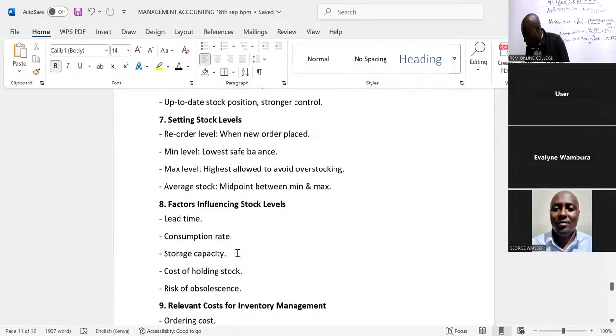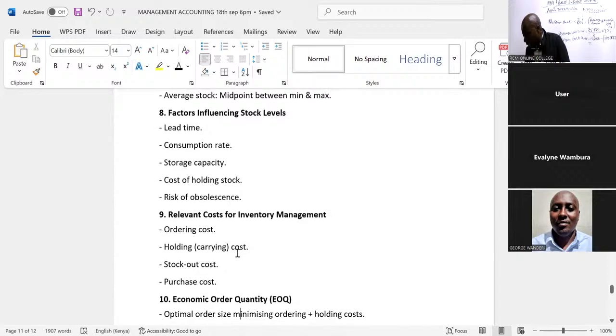Factors influencing stock level. What will decide, ladies and gentlemen, as RCM, whether we order, for example, if it's marker pens, a million of them? So the factors to consider whenever you are thinking about stock levels. Number one, it's the lead time. Lead time. What is lead time? It's also known as the reorder period.